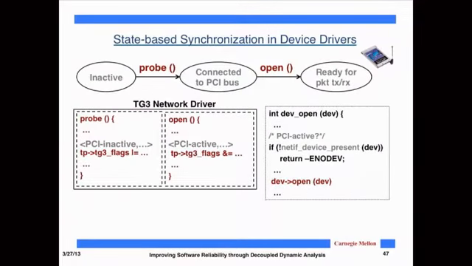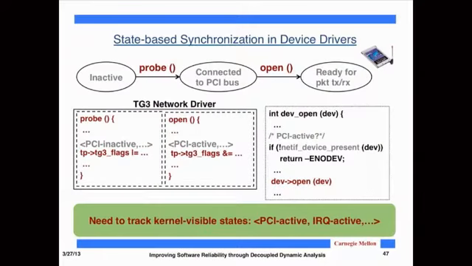So at this point, I had to make a trade-off. I can't possibly track all the possible states that a device could have, but fortunately, the kernel itself is also aware of some of the states, because the kernel is what invokes the driver code. For example, here's the networking stack code that invokes the open function of a driver, and you can see that it's checking that the device is connected to the PCI bus before doing that. And so in DRCheck, we leverage the fact that some of the states are already exposed to the kernel in a standard way, and we just track those kernel-visible states.